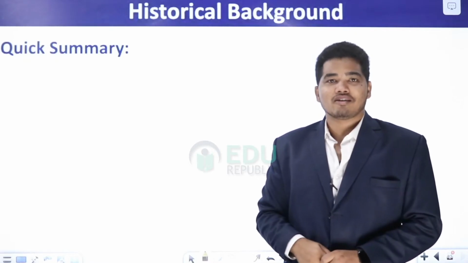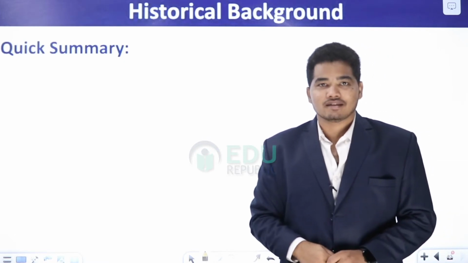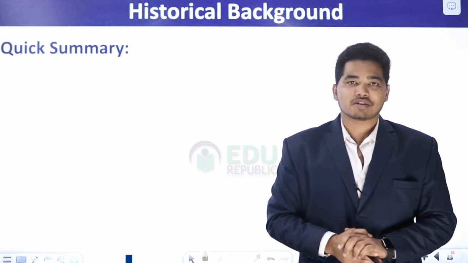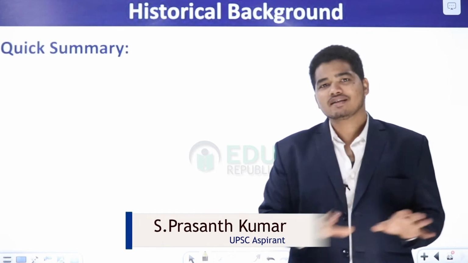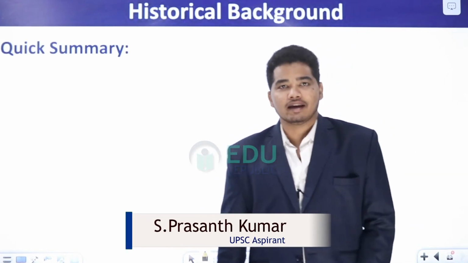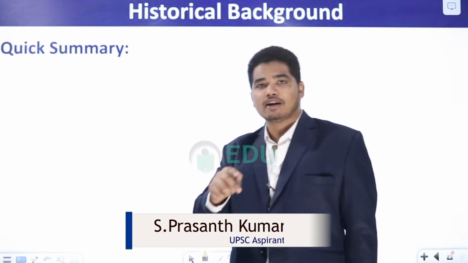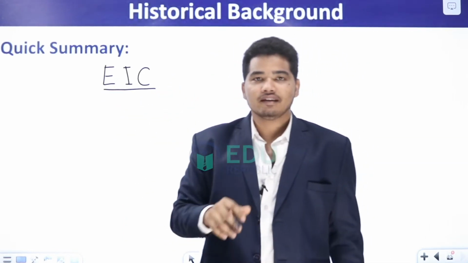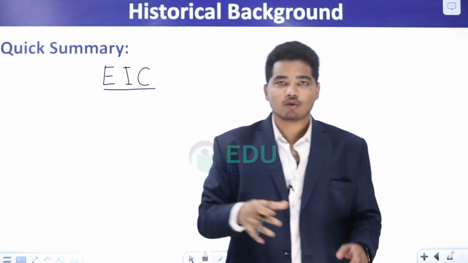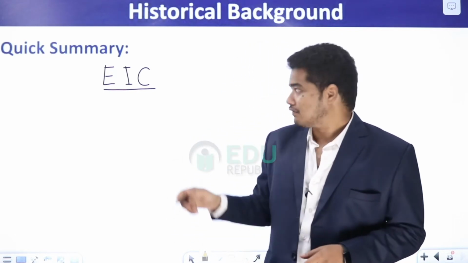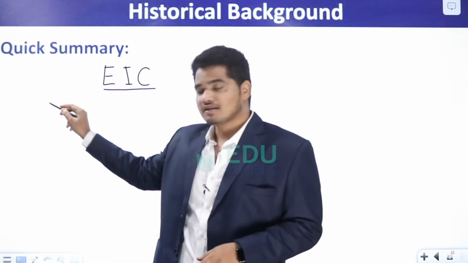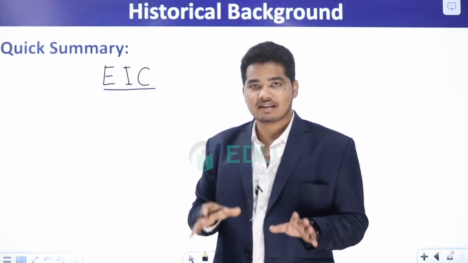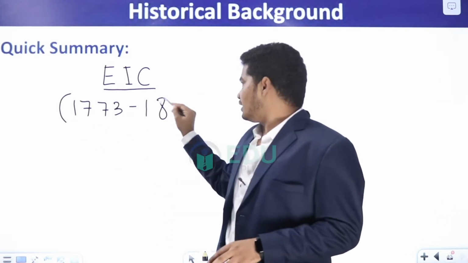Okay, so in our previous lessons, we have seen the historical development of our constitution. Right now, let's quickly summarize whatever I have said. Previously, I have explained to you about the Company's rule, that is, the East India Company ruling India for some time, from the 1700s to the 1800s, to be precise, 1773 to 1853.